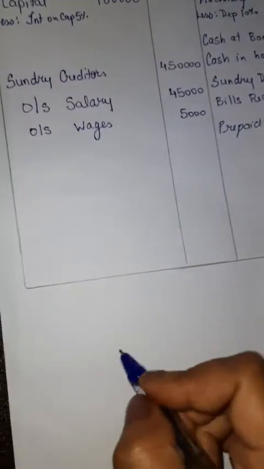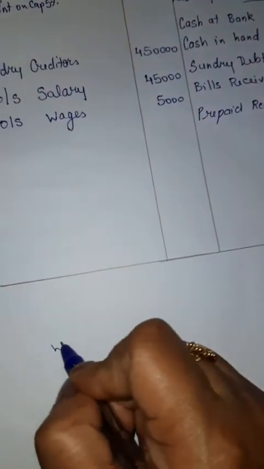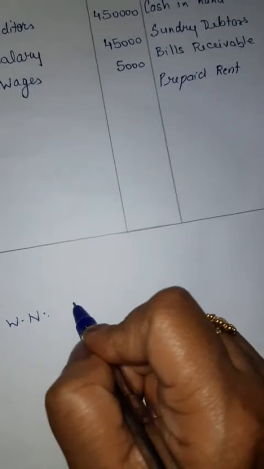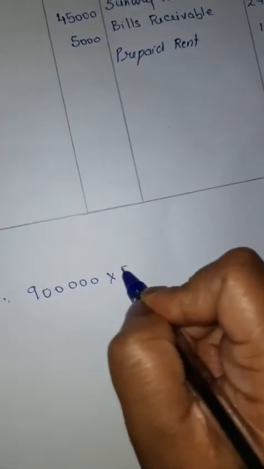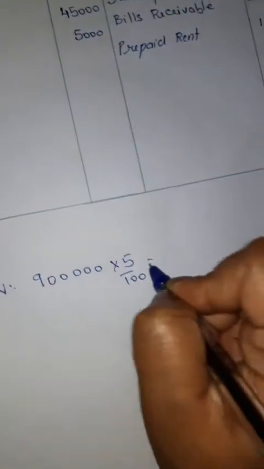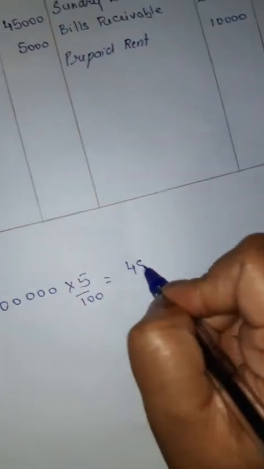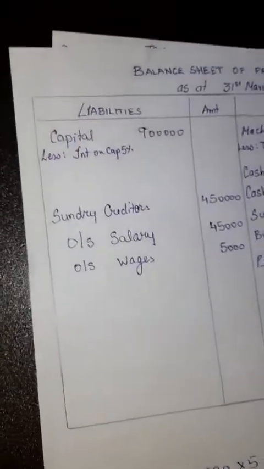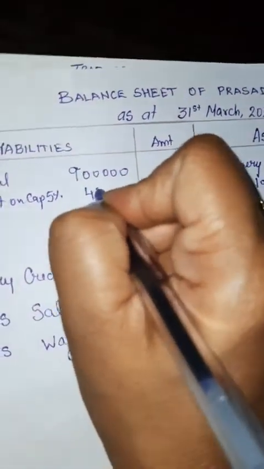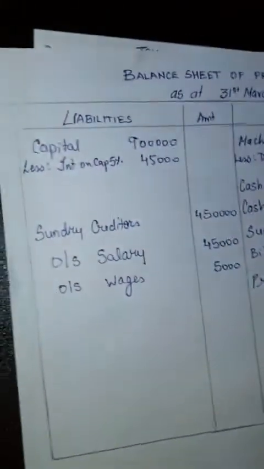5%. So see, if I am writing your working note, on 9 lakh capital I have written 5% as the interest rate. So how much amount will you get? 45,000 is the interest. So 45,000 I will write over here.